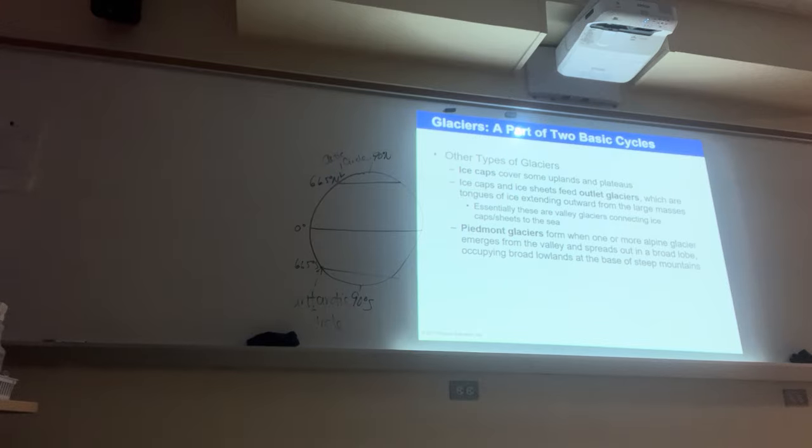Other types of glaciers also exist. Ice caps can cover some uplands and plateaus. Ice caps are similar to an ice sheet, but on a smaller scale. And again, they're going to form in areas of increased elevation. Ice caps and ice sheets feed outlet glaciers, which are like little tongues that extend outward. Those are the valley glaciers that connect to a larger sheet. We also have something called Piedmont glaciers, which form when one or more alpine glaciers emerge from a valley and spread out.